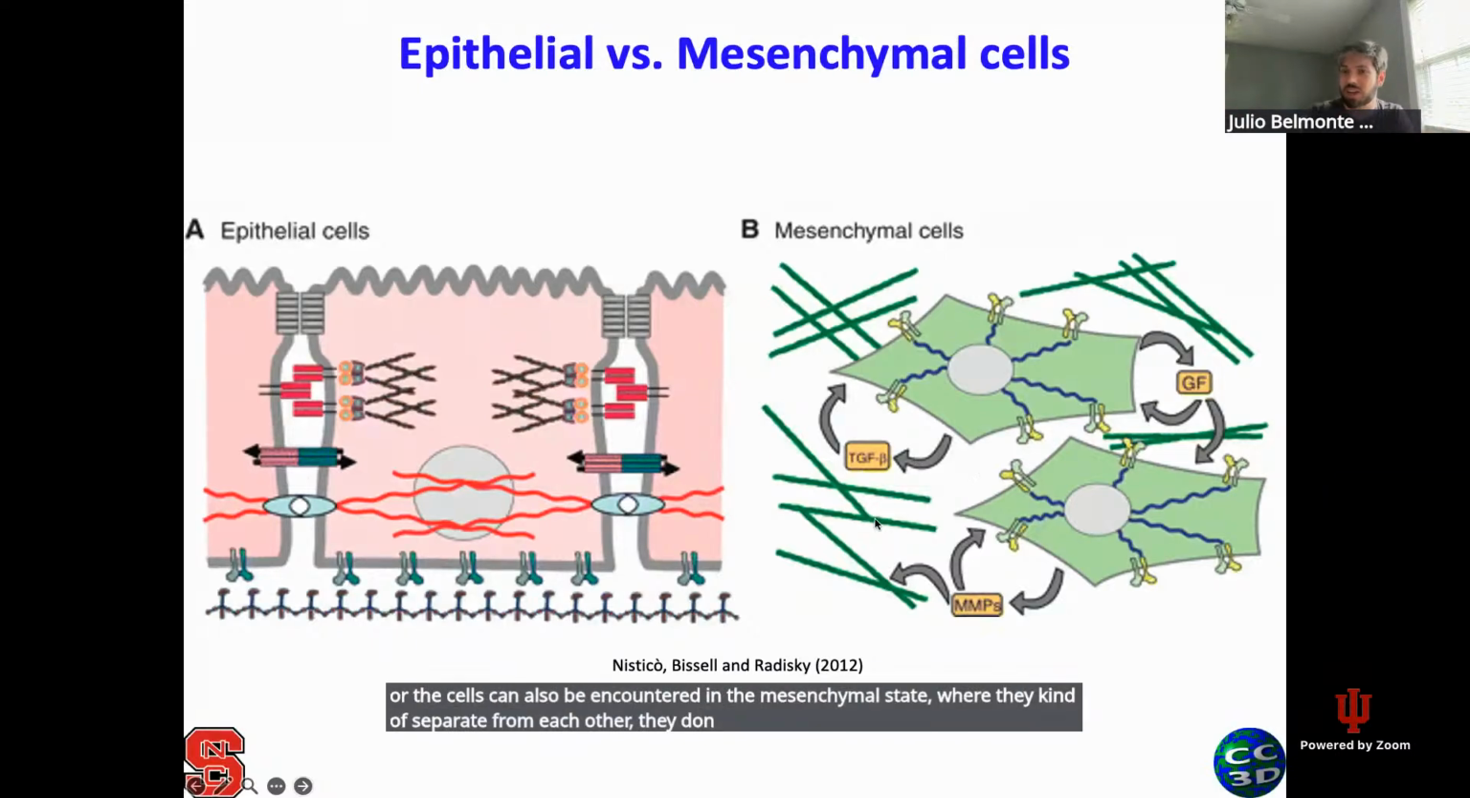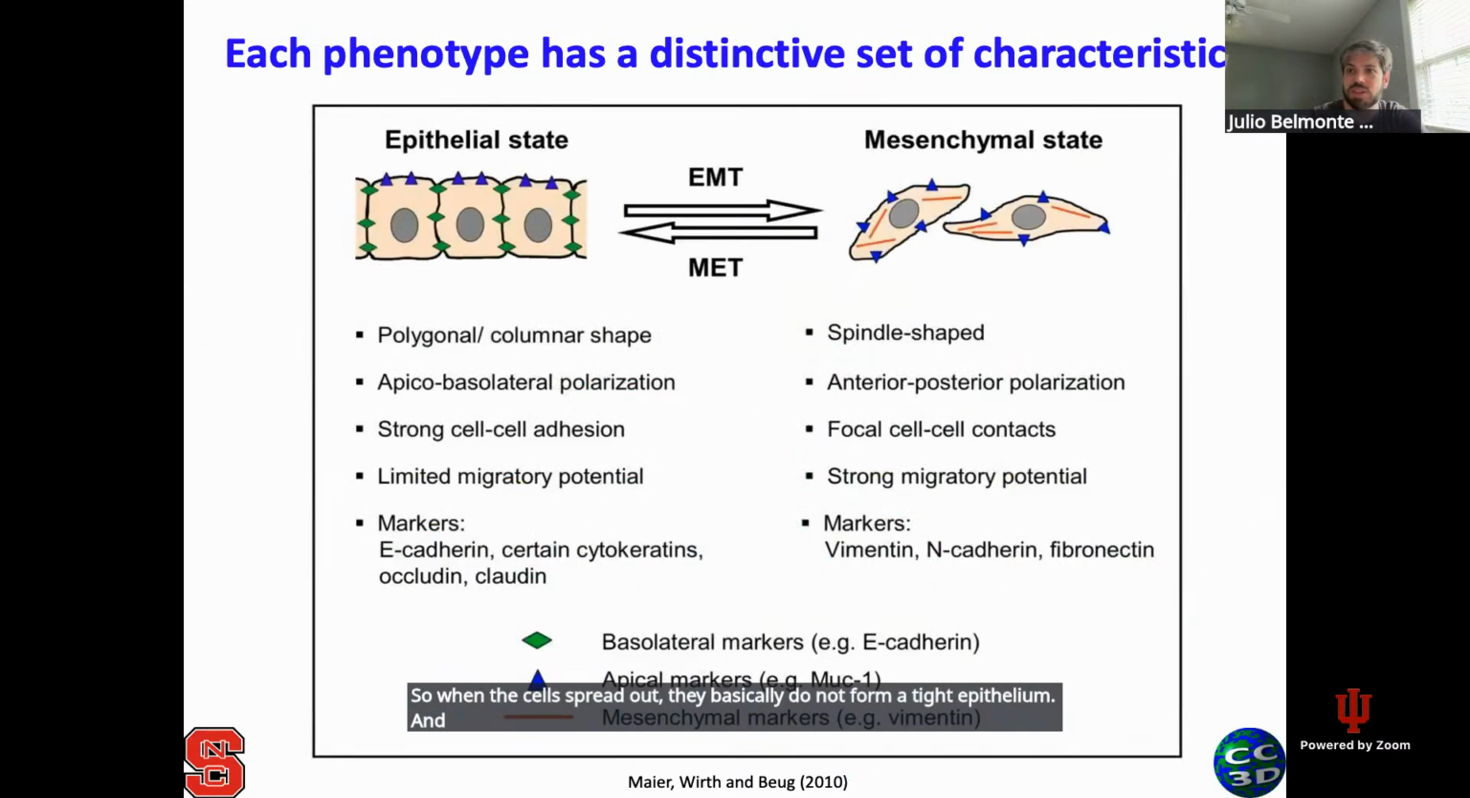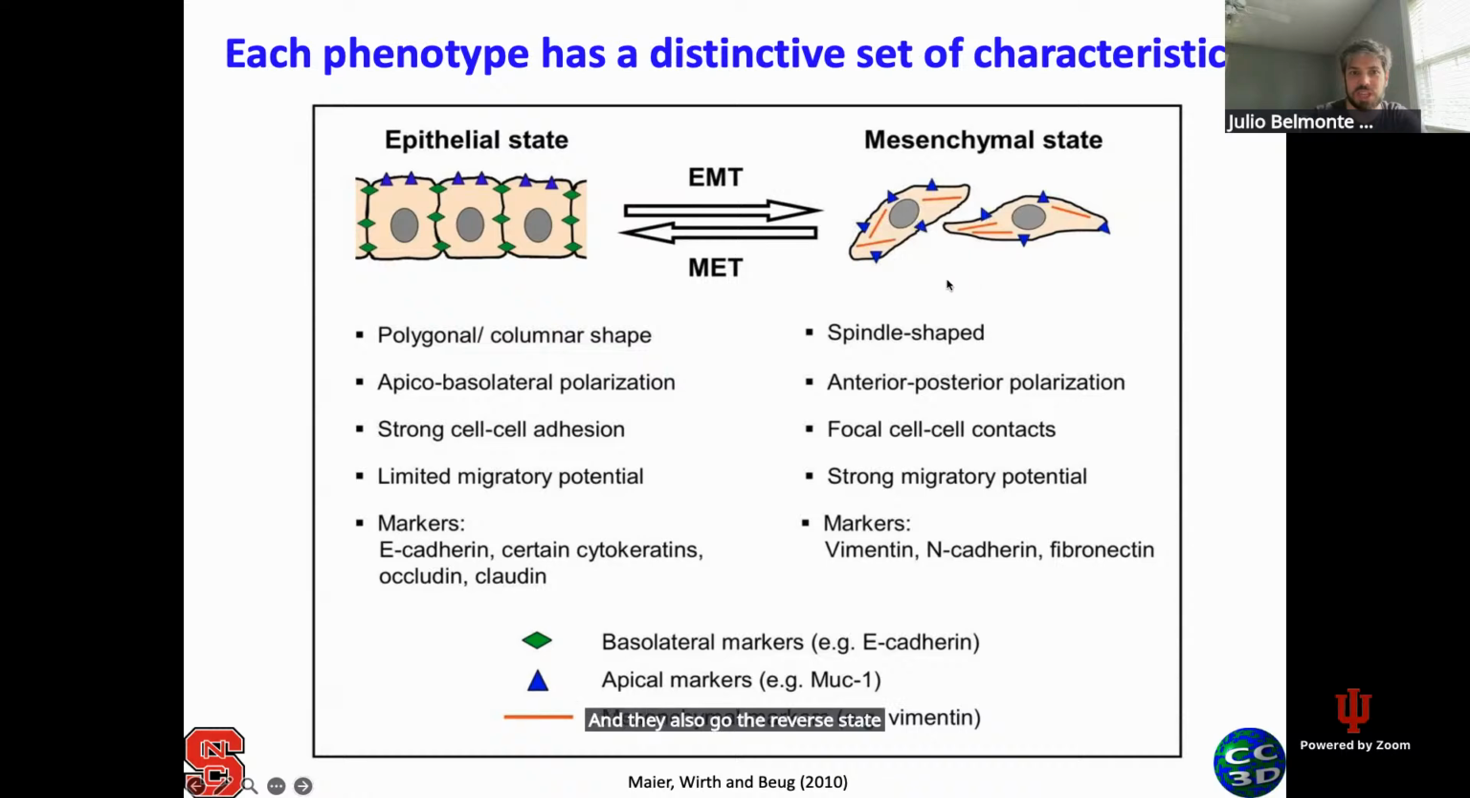They don't have a clear polarity, at least not an apical-basal polarity, and they just move. They are usually more motile and move by themselves. So when the cells spread out, they basically do not form a tight epithelium. Okay, and the cells can transition between those two states, right? When you go from the epithelial to mesenchymal, it's an EMT, epithelial to mesenchymal transition. And they also go in the reverse direction, mesenchymal to epithelium, so MET, okay?